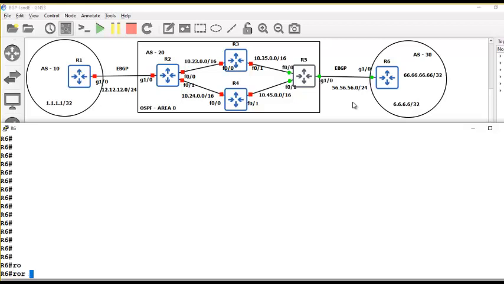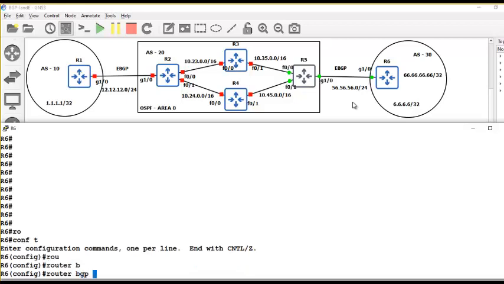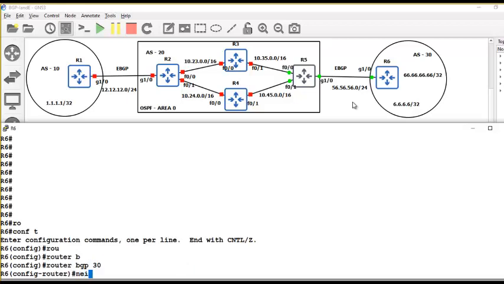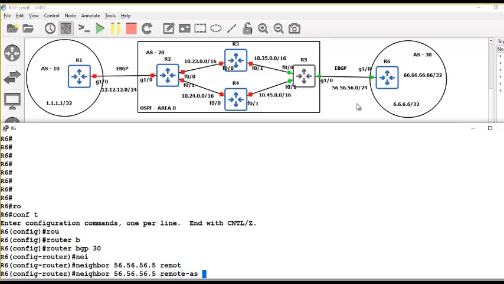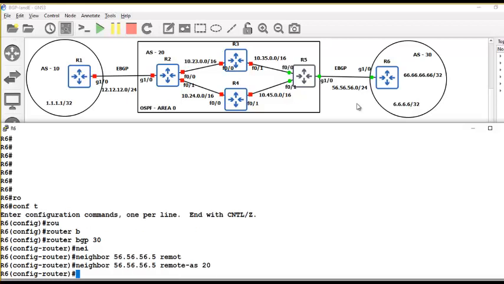Router BGP 30. What will be the neighbor address? Can someone say the neighbor address? .5. 56.56.56.5. Remote AS is 20. So this is a normal eBGP configuration using directly connected addresses.